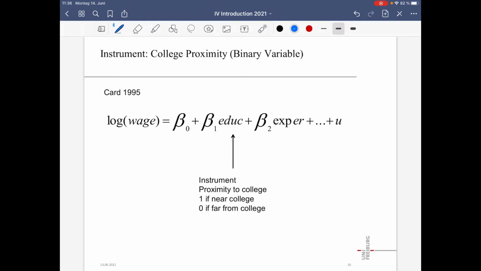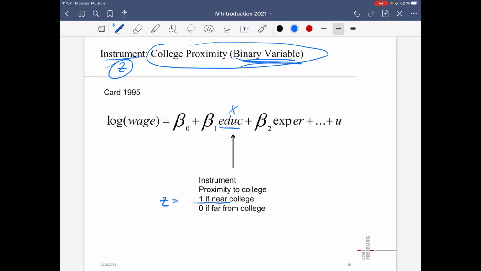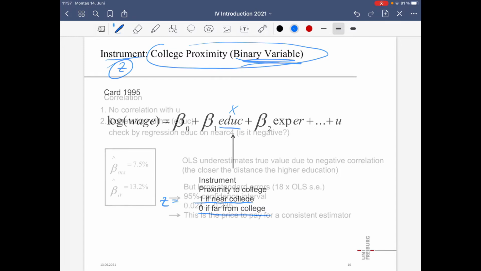Now let's make it concrete once again with college proximity as a potential instrument z for the endogenous variable x, which is education in case of a Mincer equation. So if you take z as a binary variable, so z equals 1 if you're living near the college, and z equals 0 if you live far from college, and it has of course to be made clear what is near and what is far, then you could check the relationship between the instrument and education.